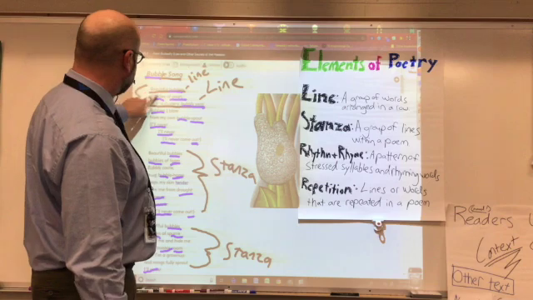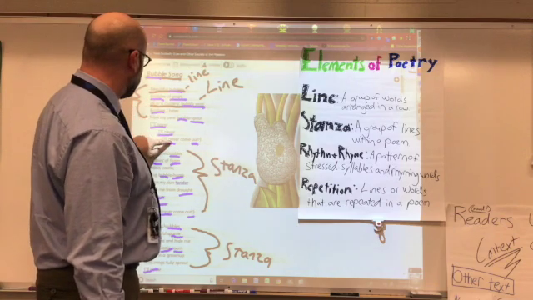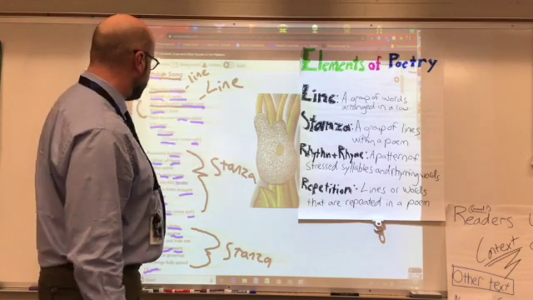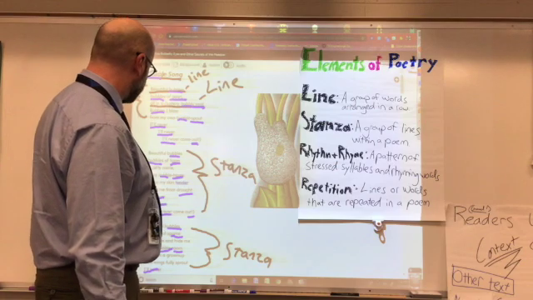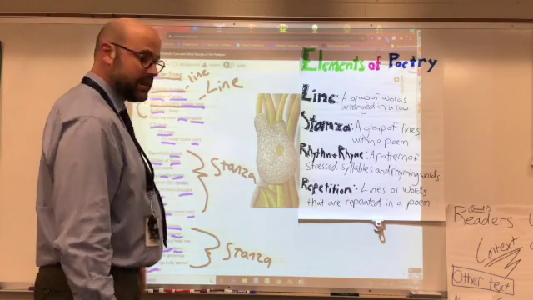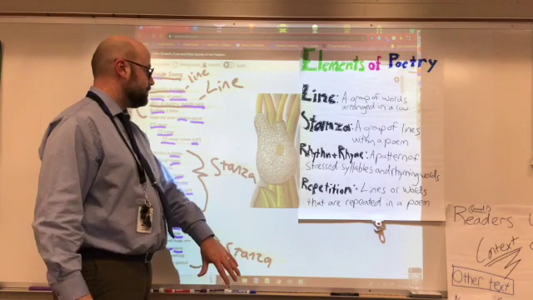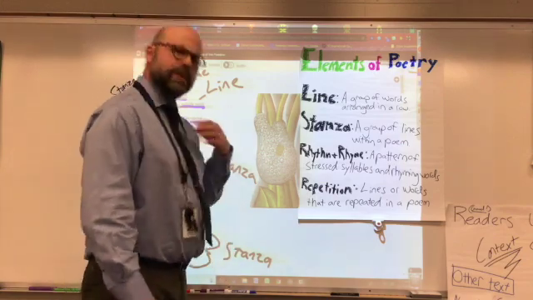So there's 1, 2, 3, 4, 5, 6, 7, 8 lines. They all make up a stanza. 1, 2, 3, 4, 5, 6, 7, 8, 9 lines make up a stanza. Same thing on the last one there.